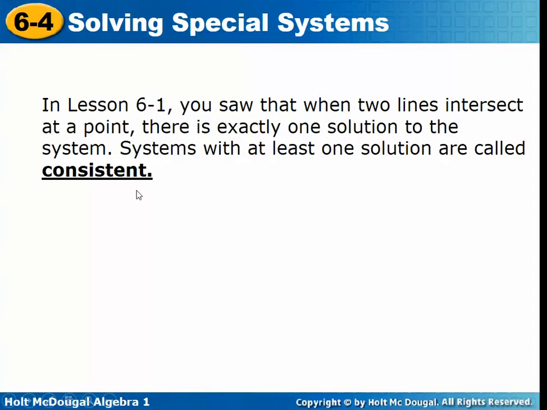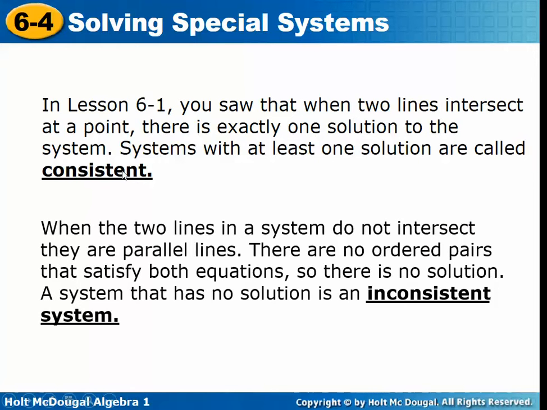So when we graphed lines, we saw that when two lines intersect at a point, there's exactly one solution to a system. If they have at least one solution, they're called consistent. Sometimes when you graph two lines, you get parallel lines. They will never intersect. There are no ordered pairs that satisfy both equations because they never intersect, so there's no solution. A system that has no solutions is called an inconsistent system.